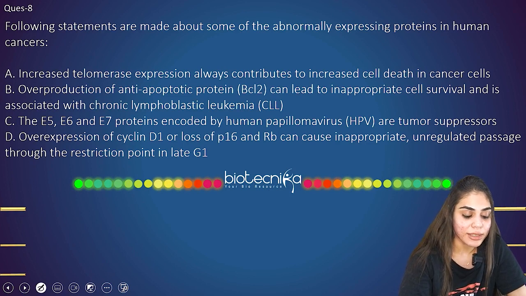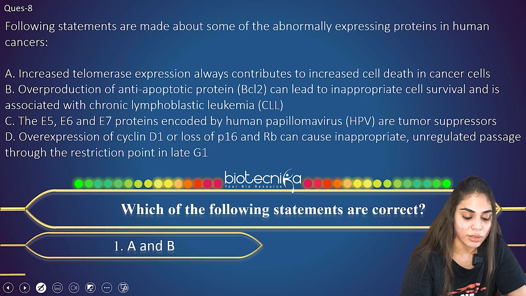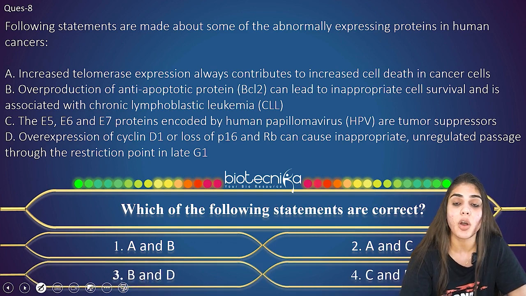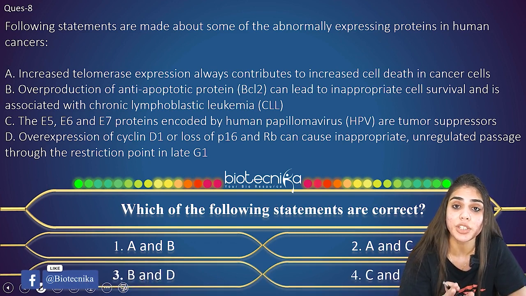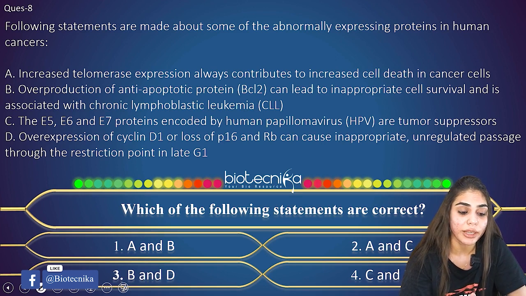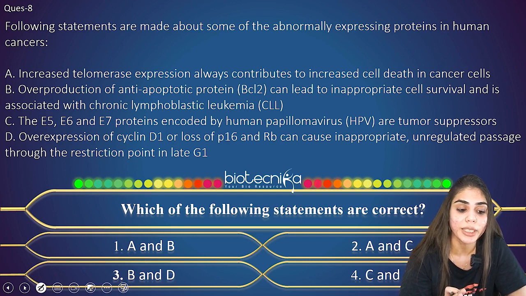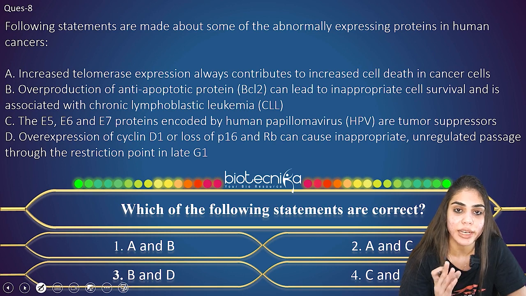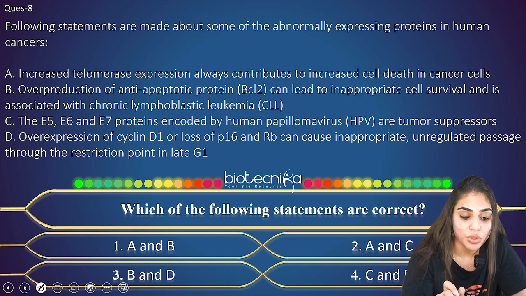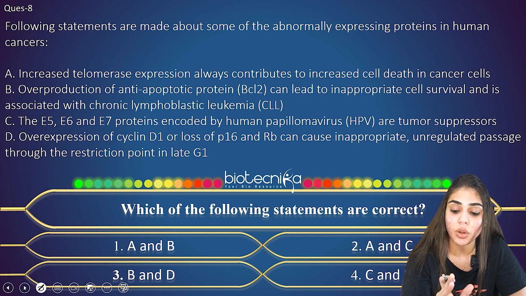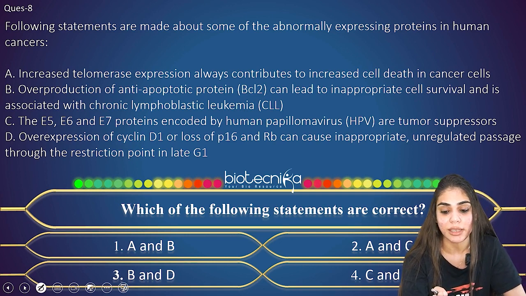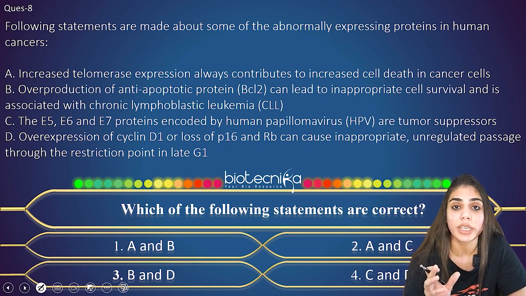That is about cancer, and it is about viruses as well. So now let's read out the statement. It is a combination based question where you have to select the combination of statements, whether incorrect or correct. The following statements are made about some of the abnormally expressed proteins in human cancer. So let's read the statements. The first statement says increased telomerase expression always contributes to increased cell death in cancer cells. First of all, it has the term always. So it has an absolute term, but still we will prove how it is incorrect. Whenever there is an absolute term, most of the time they are incorrect.